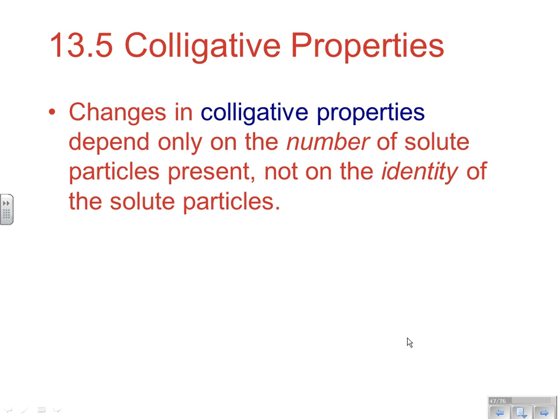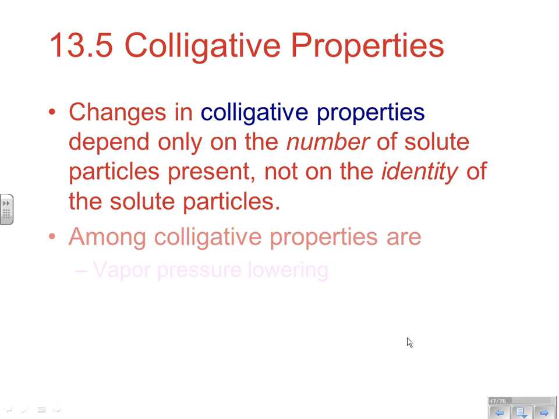Now the next section, 13.5, we're going to take just a brief look at today, and that deals with colligative properties. Now, a colligative property is a type of property that depends only upon the number of solute particles present, not upon the identity of the particle. So any type of property that changes in this manner, independent of identity but dependent upon the number of particles, would be known as a colligative property.